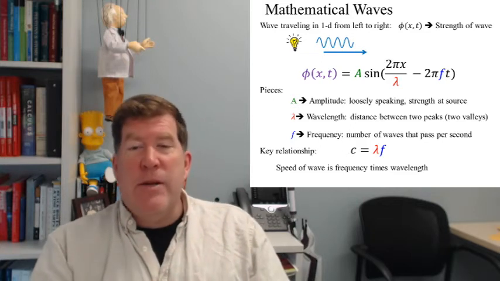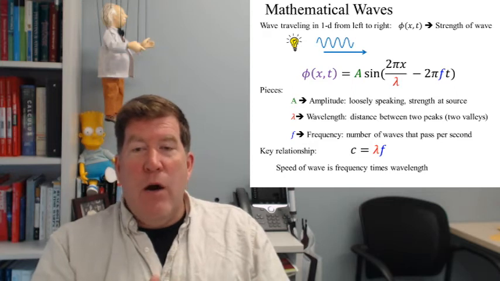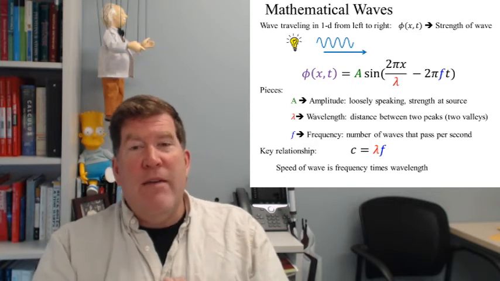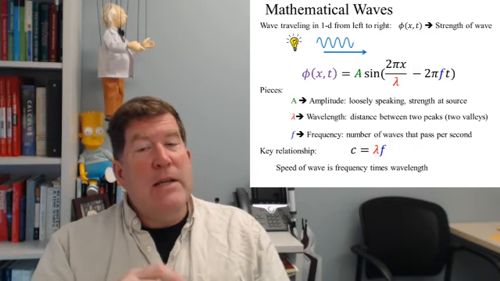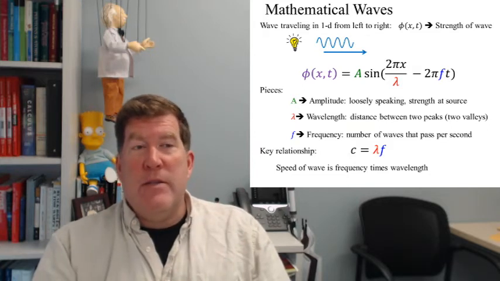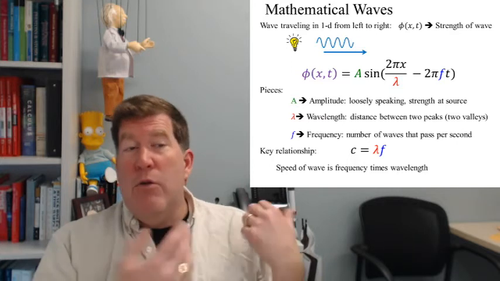The key relationship between these that you also need to know is that the speed of the wave is equal to the wavelength multiplied by the frequency, right? And that means there's a simple relationship between these things. If you know two of them, then you know the third.